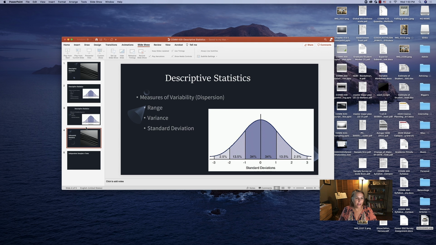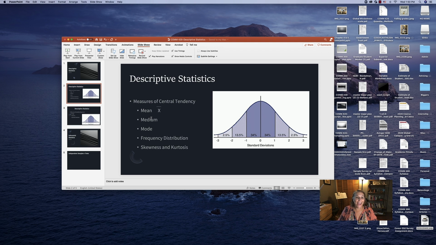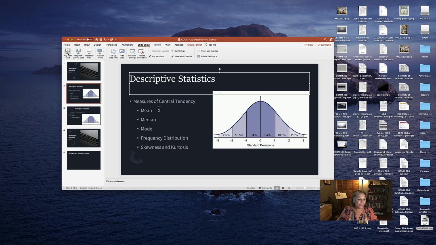Oopsie. That's pretty funny. It's the median. Where was I? It's the median. Sorry about that. See, I make mistakes, guys. I will fully admit it.